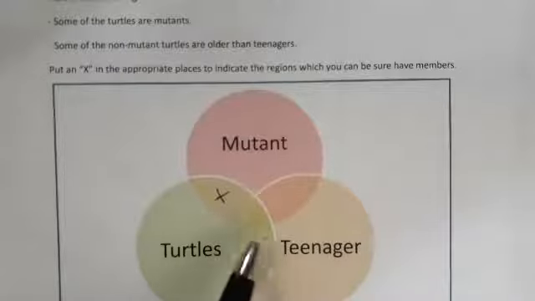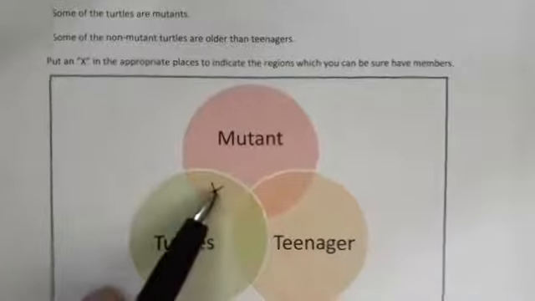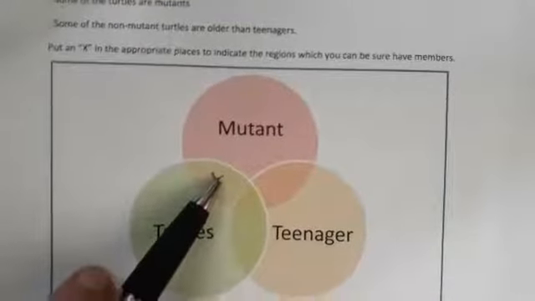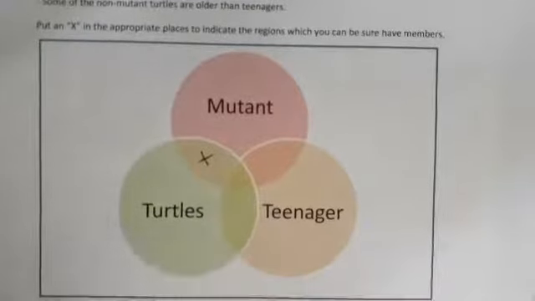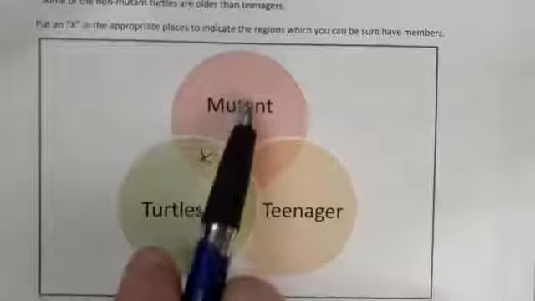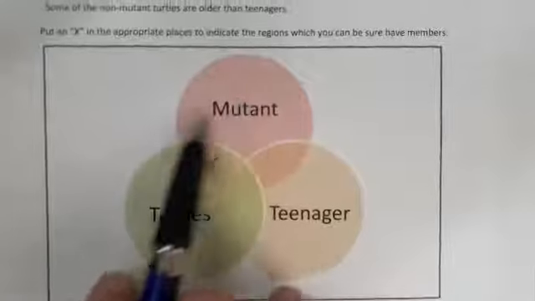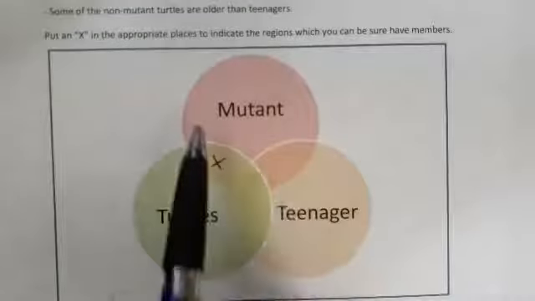So we don't know if they're teenagers, so we do not put them in the teenagers, right? We put them in the overlap here. Some of the non-mutant turtles are older than teenagers. So some of the non-mutants, that is telling me it is not in this circle, so I have to stay out of this circle.